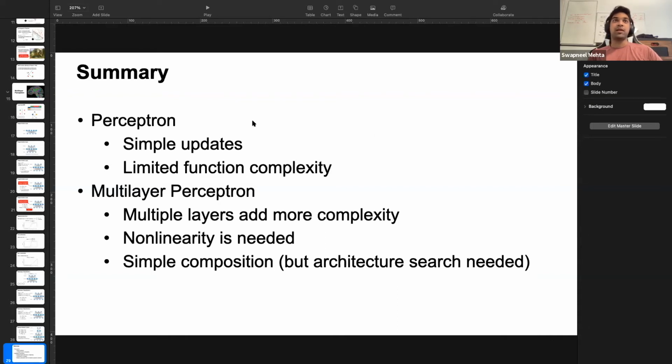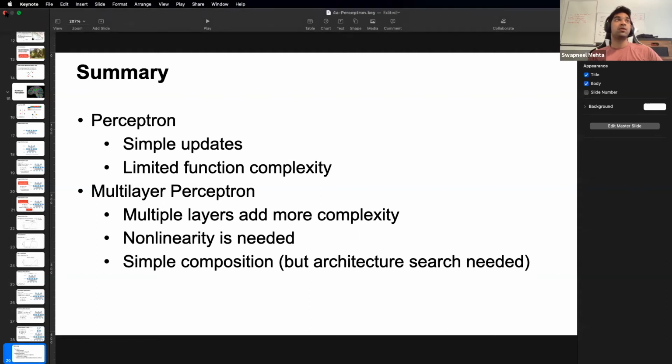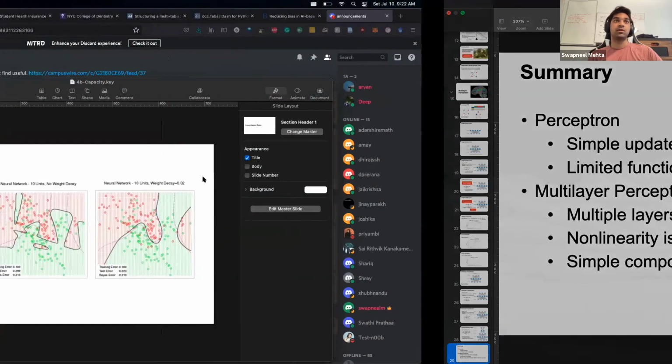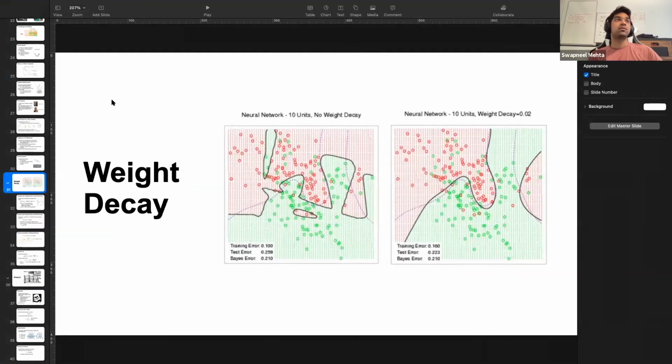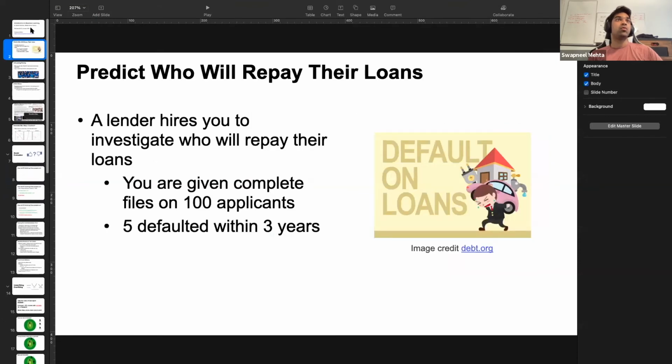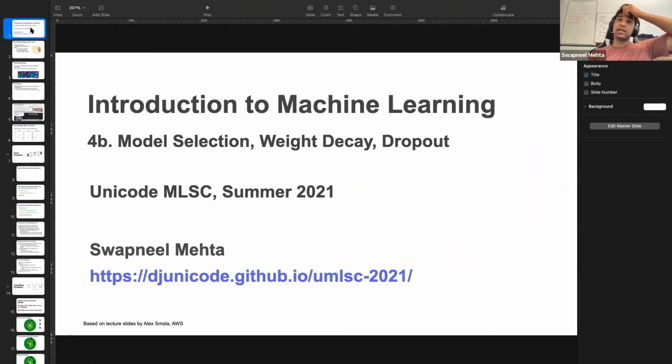I'll give you a 5-minute break, after which I will get back and talk about some really cool stuff that has to do with, well, I can show you the slides. That has to do with model selection, weight decay, and dropout, particularly giving you some intuitions about the problems we run into and why we came up with these ideas of weight decay and dropout and how to select the right models. So, 5-minute break. Let me pause recording. I'll be around if you want to ask questions.